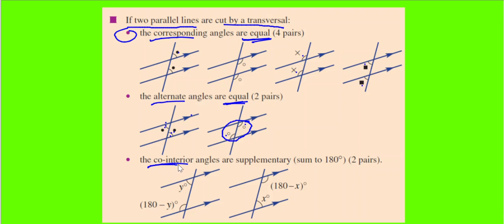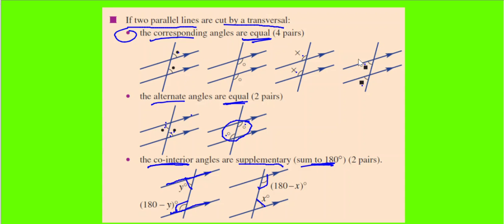Then we also have the co-interior angles. These ones are supplementary, so they add up to 180 degrees. Again, they are very similar to your alternate. They are inside your two parallel lines, but this time rather than being on opposite sides of the transversal, they are on the same side of the transversal, as you can see in both these examples here. So that's just a bit of a review. That's what we did last year, so there should be nothing new there.